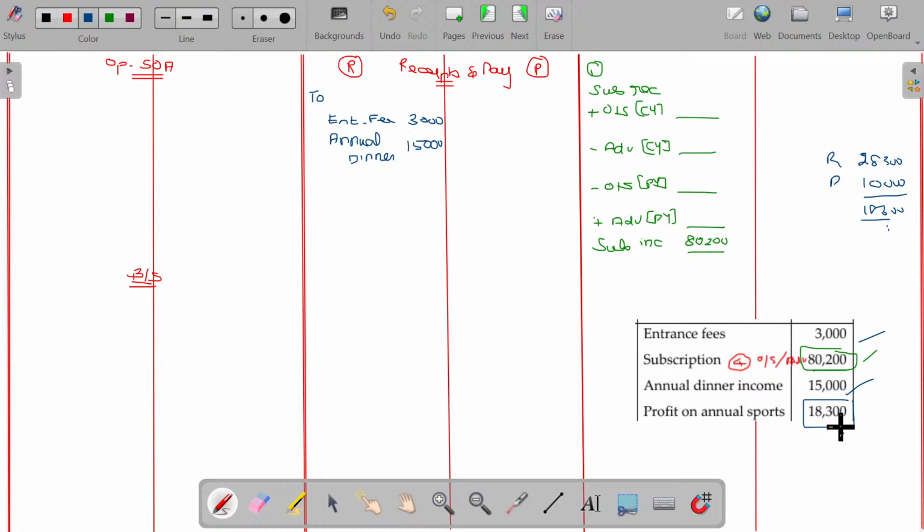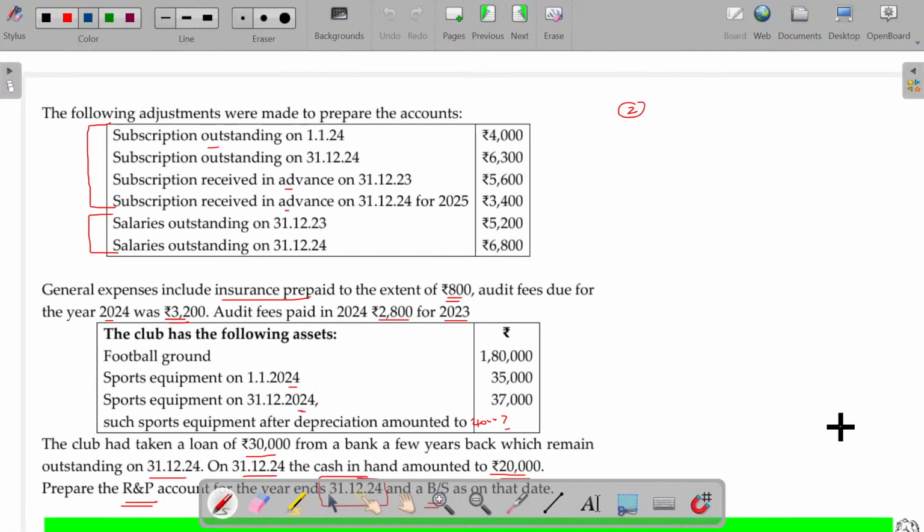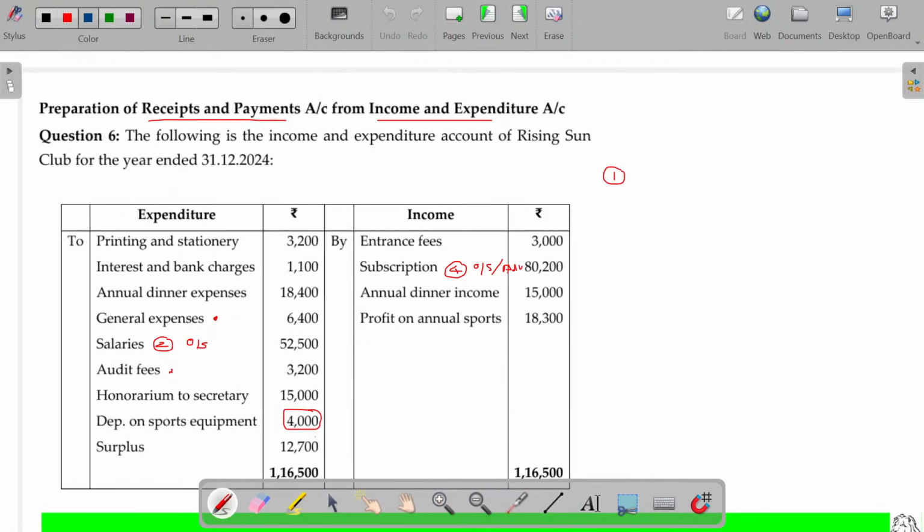Why? It's only receipts. So you have got lots of confusions here. It is not going to be added to the capital. What is going to be added to the capital account? Capital fund or general fund? Surplus. This one is the surplus.